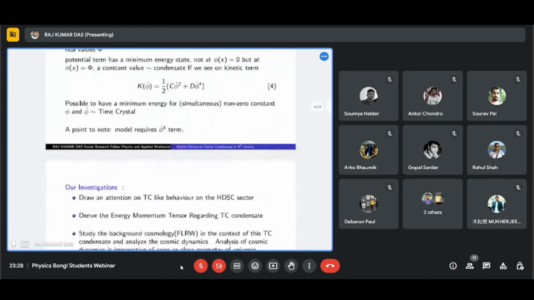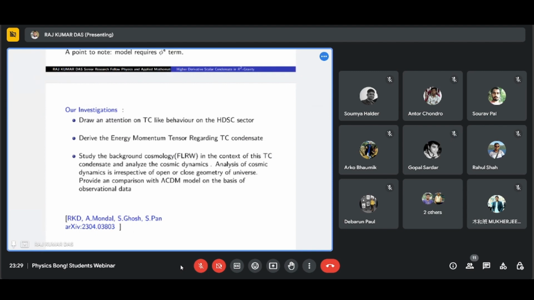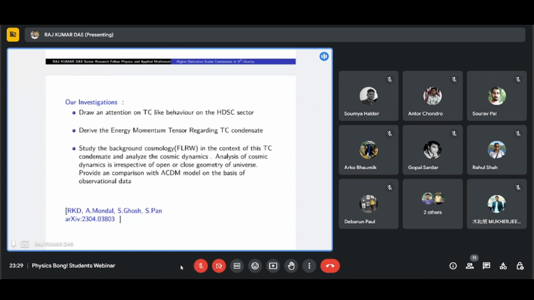So now our key investigation from this. First of all, I will try to draw attention to this time crystal like behavior in the higher derivative scalar sector, and I will derive the energy momentum tensor regarding this TC, or time crystal, condensate, and the final target is to show the dynamics of the universe in this present context of time crystal. Again, if you are more interested, please note this arXiv number, and you will get everything about this.